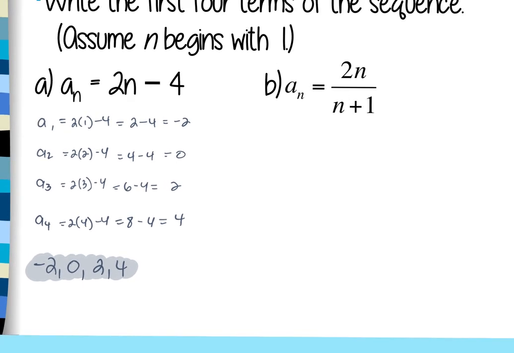B, same type of question, different kind of expression. So it says A sub n equals 2n over n plus 1. We do the same thing. We're going to find A1, A2, A3, and A4. So this would be 2 times 1 over 1 plus 1, sorry. 2 times 2 over 2 plus 1. 2 times 3 over 3 plus 1, and then 2 times 4 over 4 plus 1.